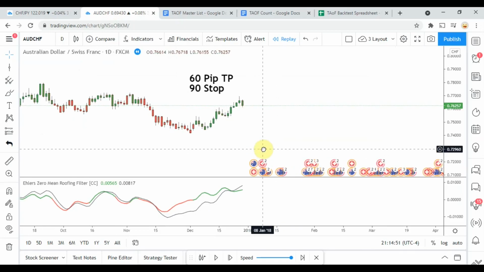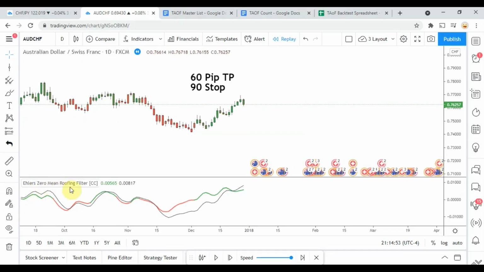The indicator today is Ehlers Zero Mean Ripping Filter. You can see it here on the bottom of the screen. This one was another Ehlers indicator by cheat country. You can see that it paints the bars or changes the candle colors, along with the line here that also changes from red to green. Then we have the signal line here in black.